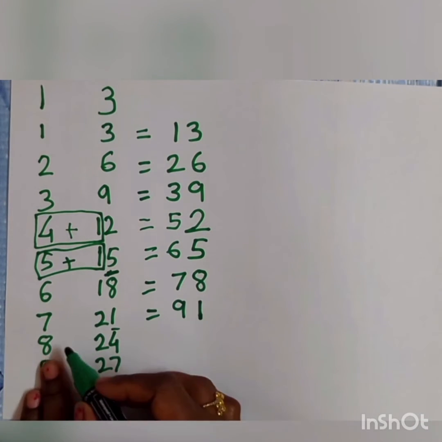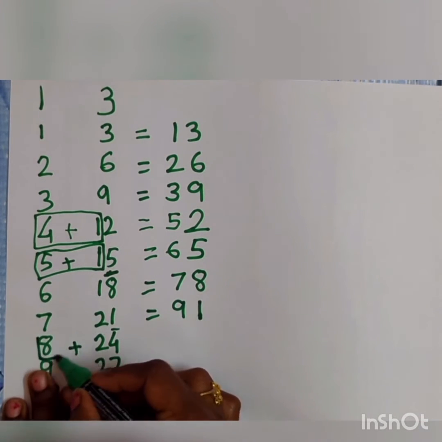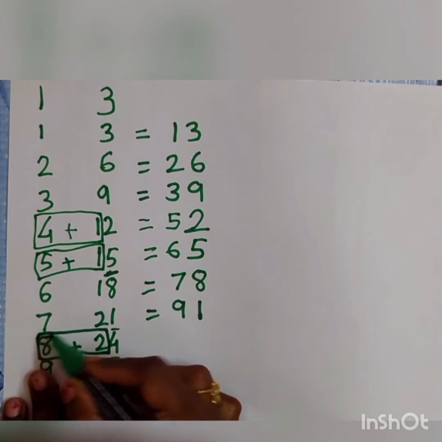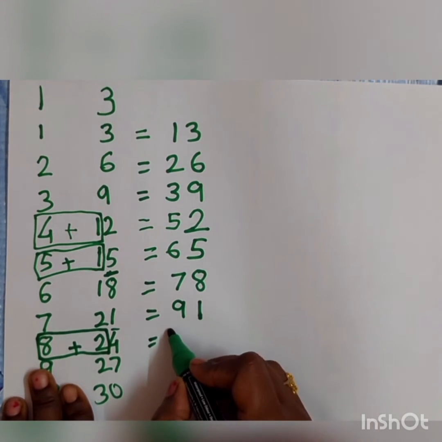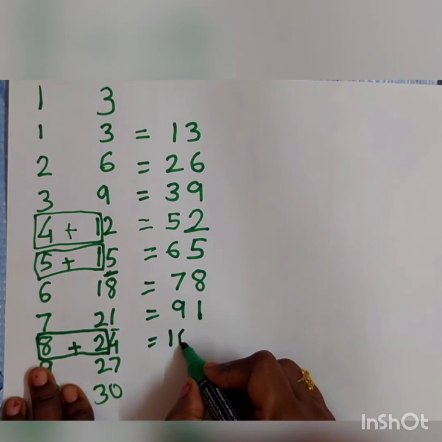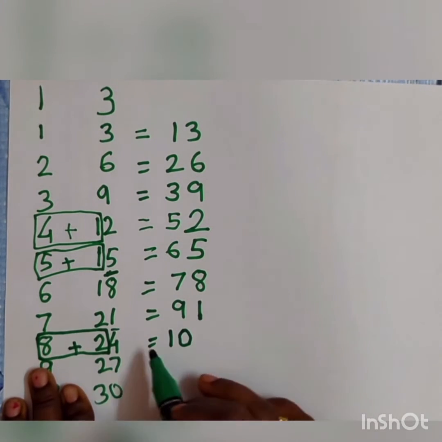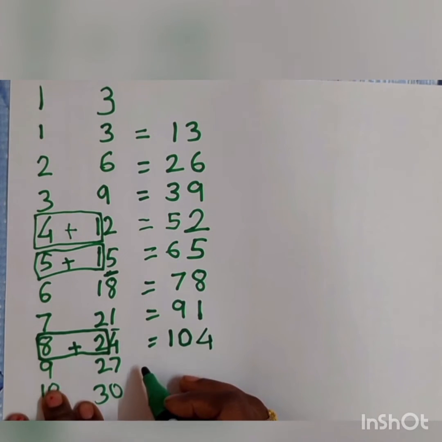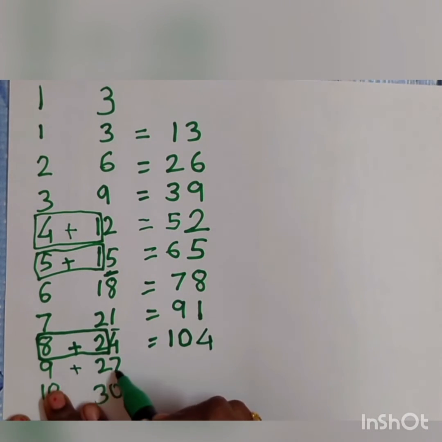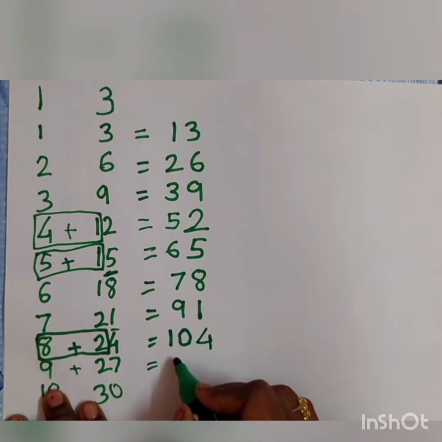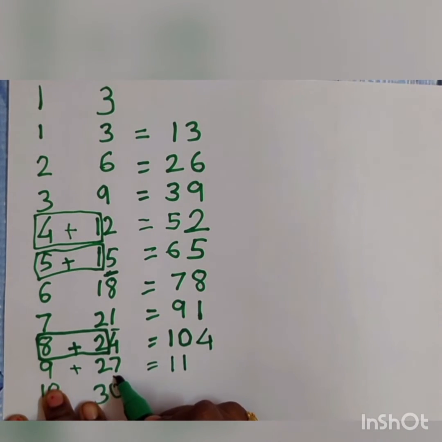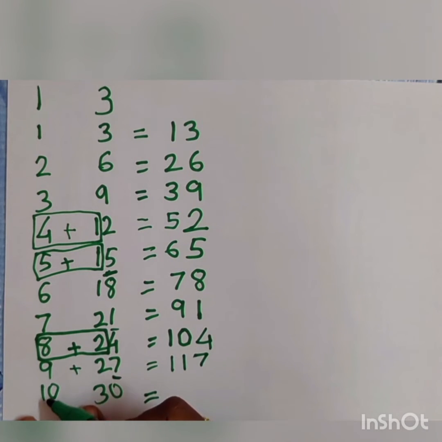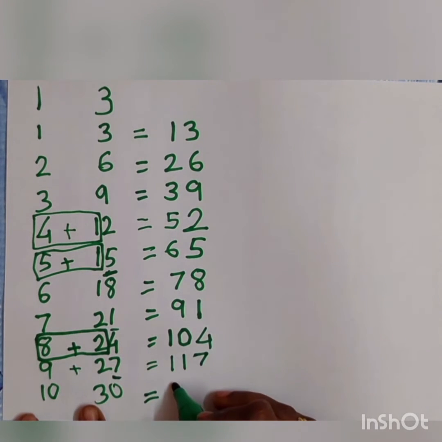Now you concentrate again. 8 plus 2 will get 2 digits, right? So what we should do is, same thing, as it is you write. 8 plus 2 is 10, as it is you write. Then the units digit you write here, 4. So again here, 9 plus 2, 11. Again the units digit you'll write here. So 10 plus 3, 13, 0, 130.